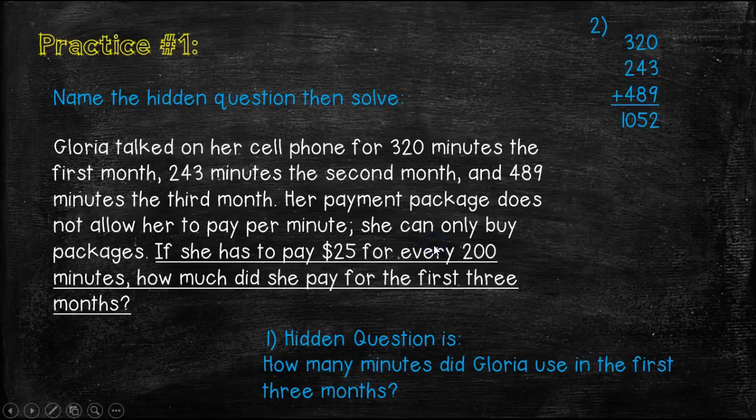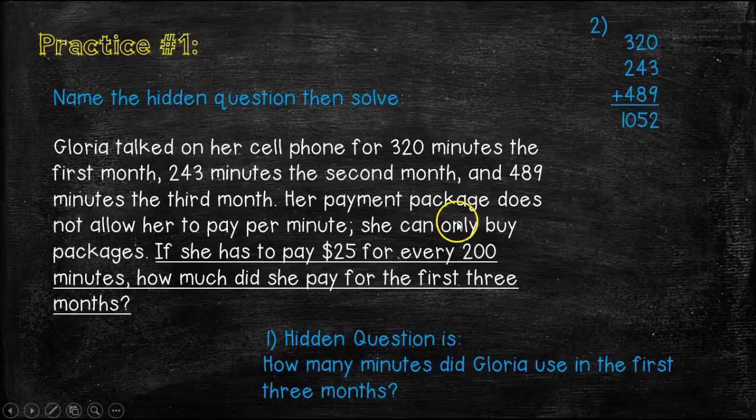So we're going to solve that part by adding together the 320 minutes for the first month, the 243 minutes for the second month, and the 489 minutes for the third month. Together that gives us 1,052 minutes. But can we answer our question by just doing that amount of math? The question is, how much did she pay for the first 3 months?